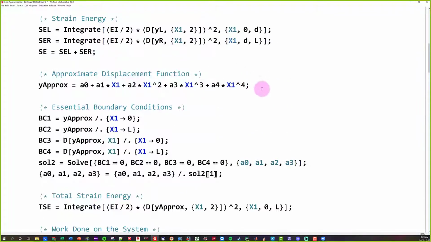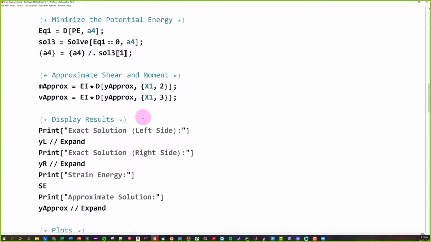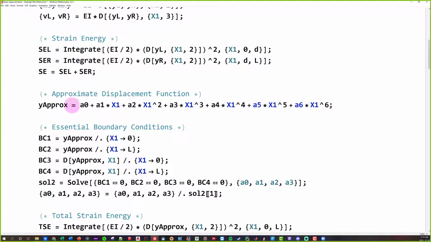But what happens if we do the 6th order? Remember, the assignment also says it wants the 6th order. So we're going to go plus a5 times x1 to the exponent 5 plus a6 times x1 to the exponent 6. Here's the nice thing: once you have the basic code down, it's very easy to change our approximation function. So all I did was add in our additional 2 terms.